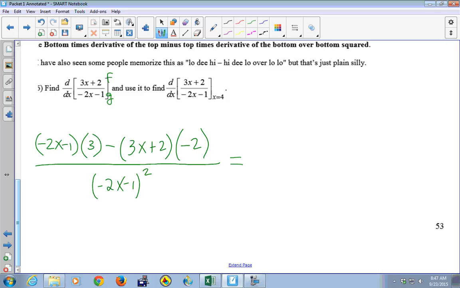Okay, so 3 times negative 2x is negative 6x. And then I'm going to have plus 6x, so 12x. And then negative 3 plus 4 is plus 1 over negative 2x minus 1 squared. Oh, that's wrong. Sorry. It's negative 6x plus 6x, so there's no x's left.